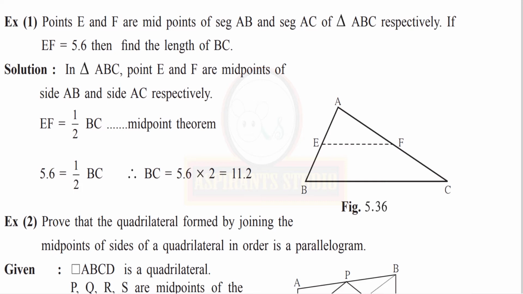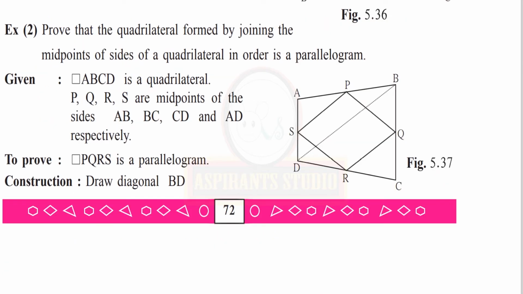Now coming to the second example. Prove that the quadrilateral formed by joining the midpoints of sides of a quadrilateral in order is a parallelogram. Look at figure 5.37. You are given ABCD is a quadrilateral. To prove: quadrilateral PQRS is a parallelogram. For this, draw a construction. Draw diagonal BD.